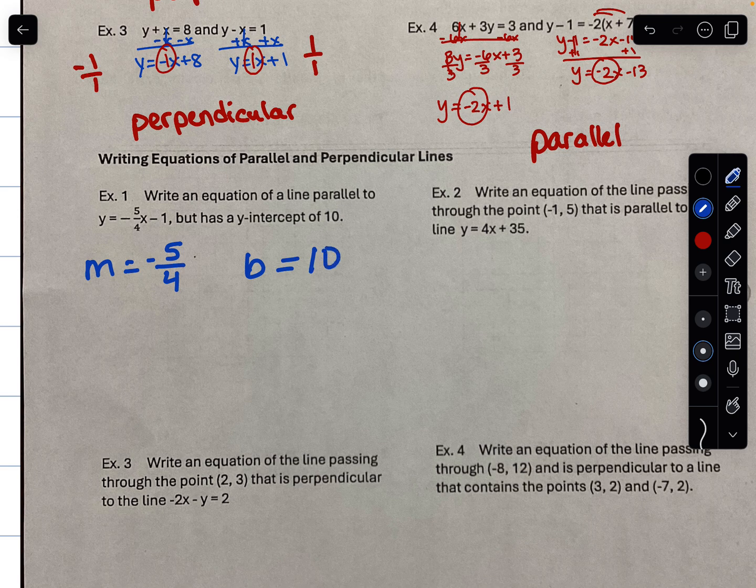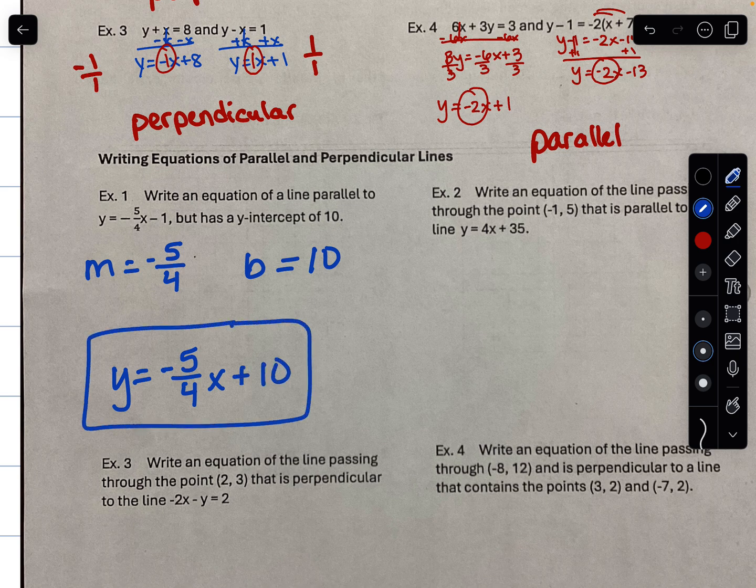So do I have the two things I need to write my equation? Yes. What would my equation be? Y equals negative 5 over 4x plus... k. Now, are they all going to be this easy? No. I wish. Definitely not.